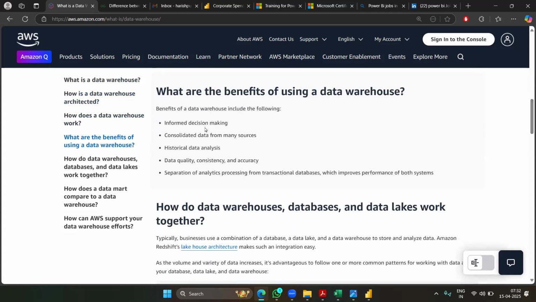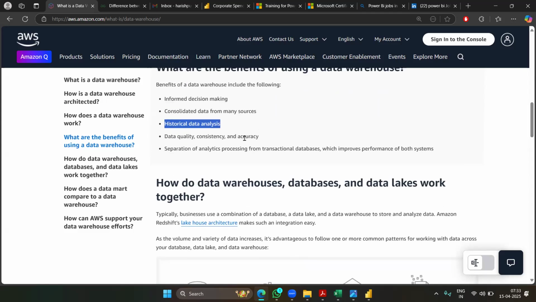And what are the benefits? Informed decisions, and consolidated data from many sources, right? Since we are going to pull all the data together, we also call a data warehouse an enterprise data warehouse when we are getting all the data at one place, a single system. Historical data analysis, yes, we are going to maintain historical data. Data quality, consistency, and accuracy. This is what we are going to have. Quality, consistency, and accuracy.